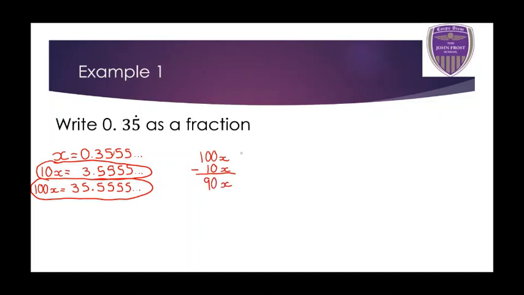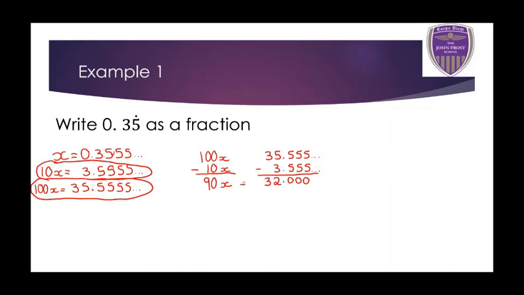Now let's use these values for 100x. So for 100x, 35.555 recurring, and 10x is 3.555 recurring. So take these away. 5 take away 5 is 0. 5 take away 5 is 0. 5 take away 5 is 0. Put the decimal point in. Now 5 take away 3 is 2. And then 3 take away nothing is 3.